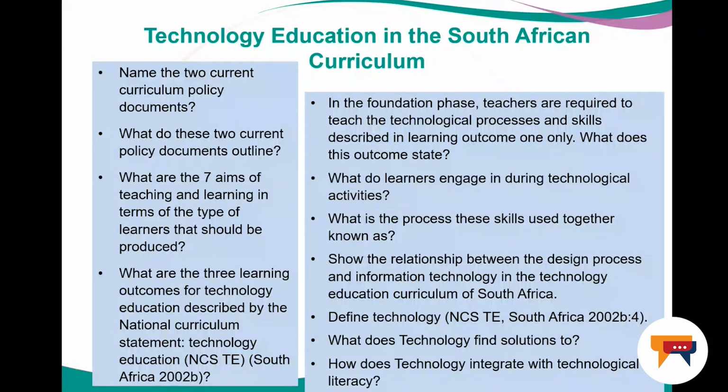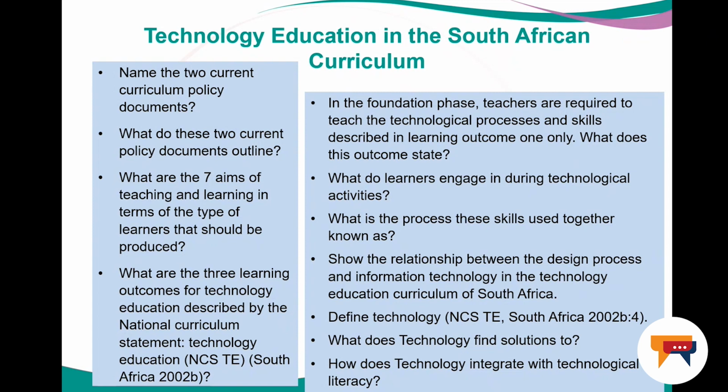In the foundation phase, teachers are required to teach the technological processes and skills described in learning outcome one only, which is your technological processes and skills. So what does this outcome actually state? It basically states that learners will be able to apply these technological processes and skills ethically and responsibly, using appropriate information and communication technologies. And then you also want to decide, what do these learners engage in during technological activities? Remember, this is when they will engage in investigating, designing, making, evaluating, and communicating solutions.